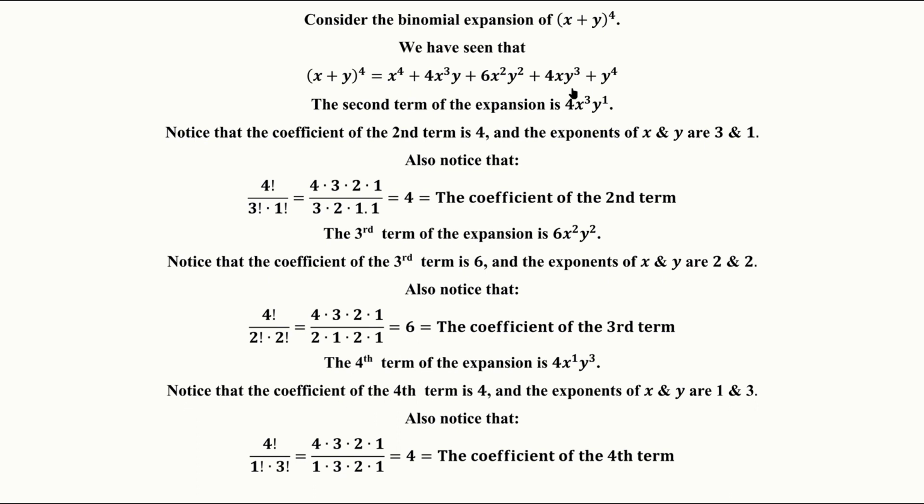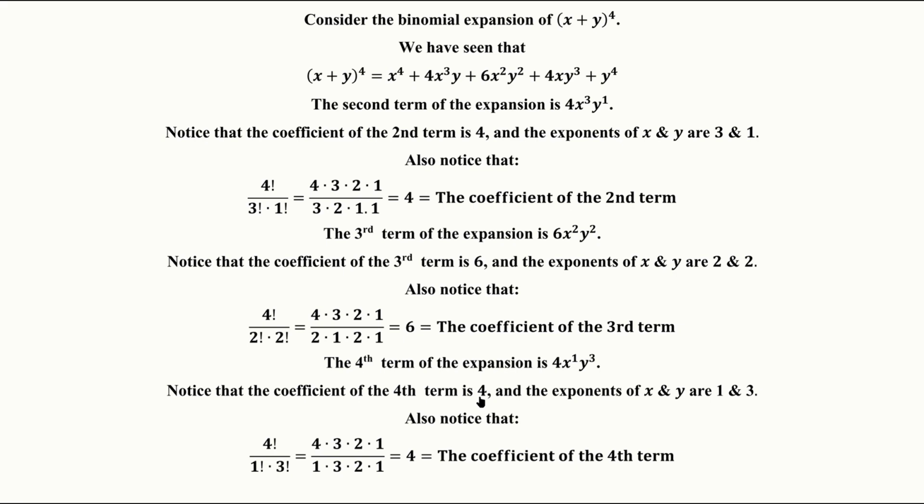Notice that the coefficient of the fourth term, again, is 4. And the exponents of x and y are 1 and 3. So if we do 4 factorial, notice the top doesn't change. It's always n factorial. Divided by the first exponent factorial times the second exponent factorial, we end up with 4 times 3 times 2 times 1 over 1 factorial, which is 1, times 3 factorial, which is 3 times 2 times 1. These cancel these, we get 4 again, which is the coefficient.